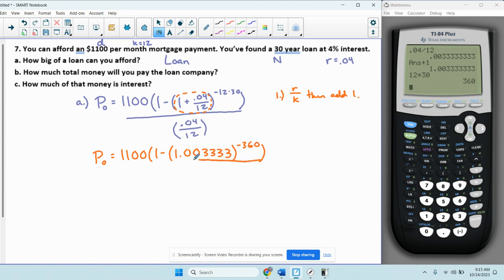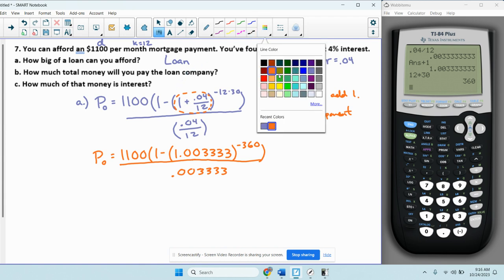over the same decimal as I have here, just without the 1. So if that's 1.003333, this is going to be 0.003333. So I did R over K. The second step I took was the exponent. Find exponent.